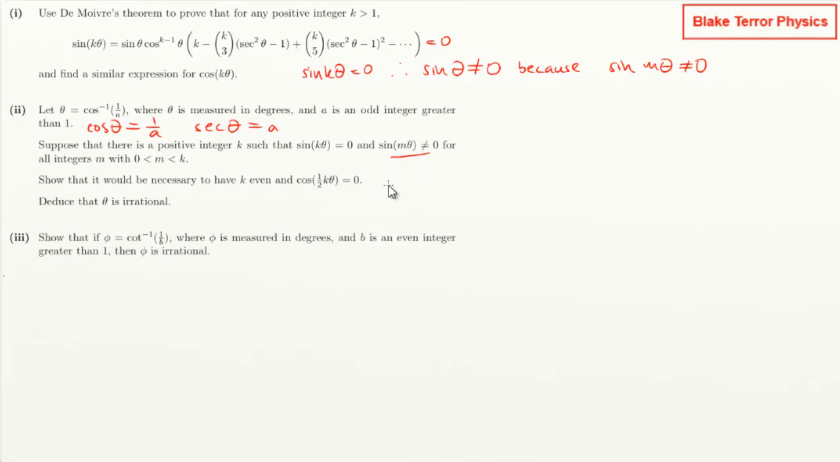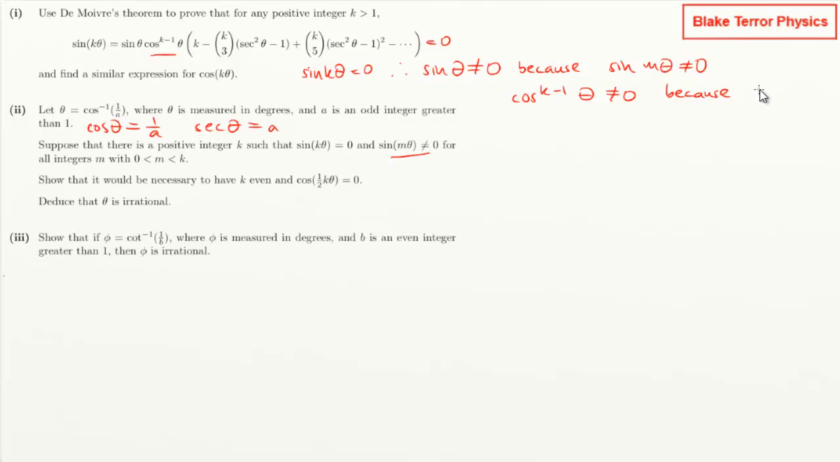Okay, so cos to the k minus 1 of theta. Well, I've got cos theta is 1 over a, and a is an odd integer greater than 1, so cos theta is always between 0 and 1. So cos theta is not going to be 0 either. So cos to the k minus 1 theta, because k is greater than 1, is not equal to 0.